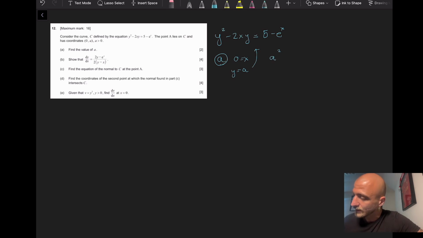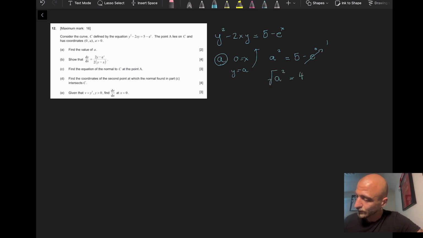a squared, well, 2 times 0 times whatever is always going to be a 0. So a squared is going to be equal to 5 minus e to the x. x is 0, so 5 minus e to the 0. e to the 0 cancels out to a 1. 5 minus 1 is 4. So a squared is equal to 4.